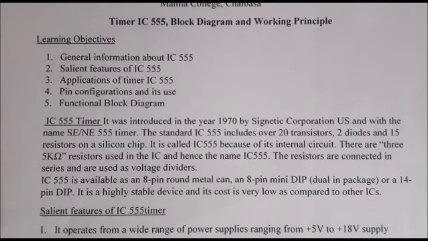It may be 23 transistors, 25 transistors depending on the manufacturing company, and 2 diodes and 15 resistors on a silicon chip. It is called IC555 because of its internal circuit. There are three 5 kilo ohm resistors used in the IC and hence the name IC555. The resistors are connected in series and are used as voltage dividers.